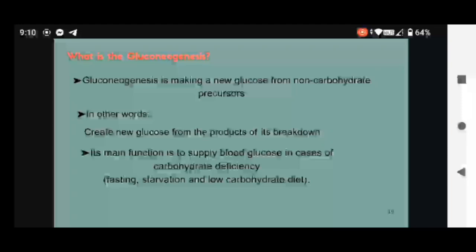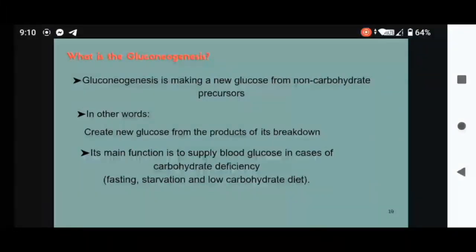What is gluconeogenesis? Gluconeogenesis is making new glucose from non-carbohydrate precursors like pyruvate, amino acids, glycerol, and lactate or lactic acid. From the name itself, gluco means glucose, neo means new, and genesis means to form. It is to form new glucose, creating new glucose from the products of its breakdown.